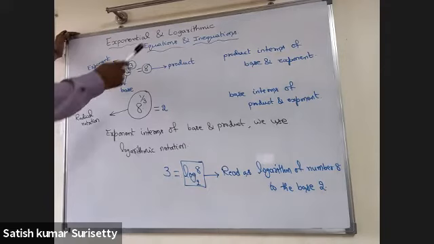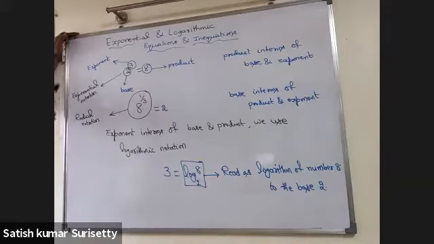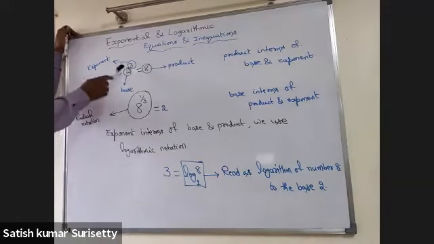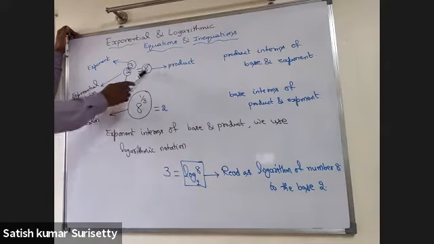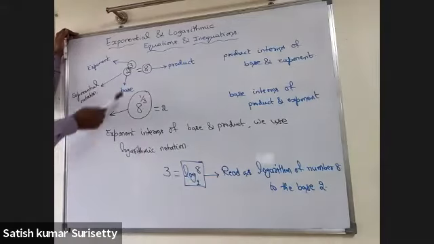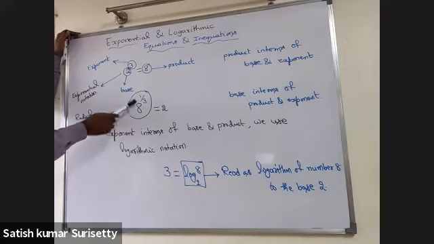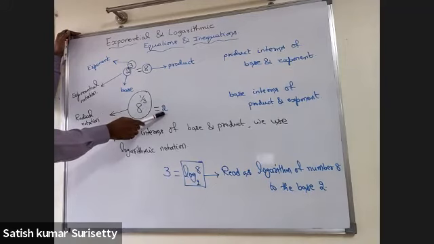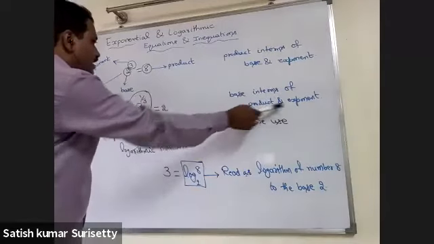So let us consider 2 cube. The value of 2 cube is 8. This 2 cube is called the exponential notation. Here 2 is the base, 3 is the exponent, and 8 is the product. That means here we are expressing the product in terms of base and exponent. Now, one more form for these three numbers 2, 3 and 8 is 8 to the power of 1 by 3 equals 2. That means here we are expressing the base in terms of product and exponent.